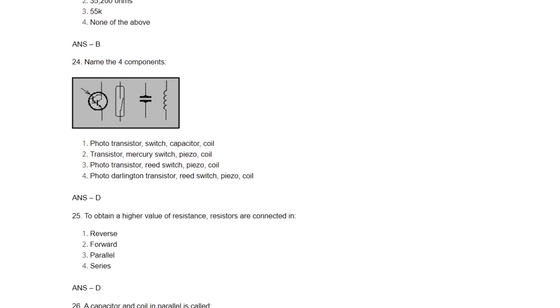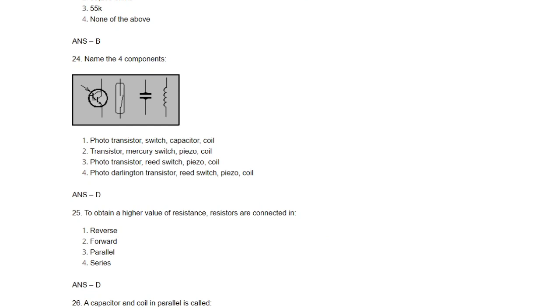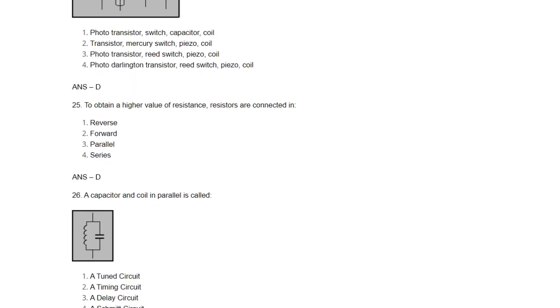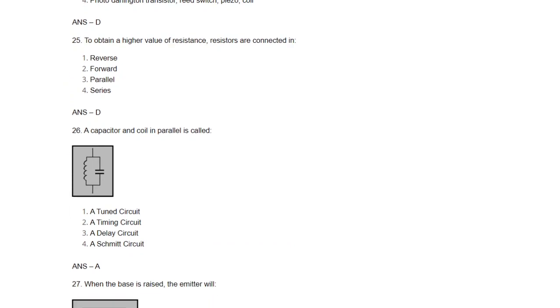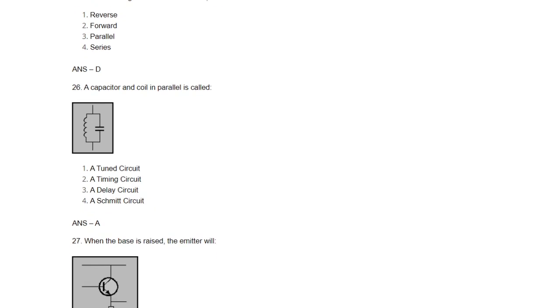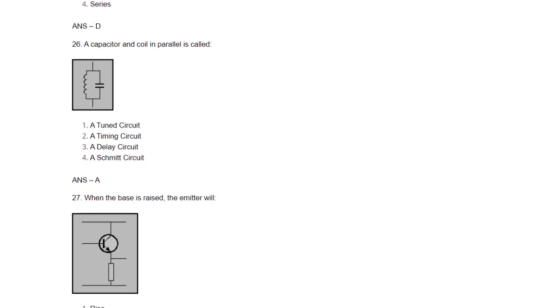Name the four components which are given in the image: photo Darlington transistor, reed switch, piezo and coil. To obtain a higher value of resistance, resistors are connected in series. A capacitor and coil in parallel is called as what? It is called as a tune circuit.